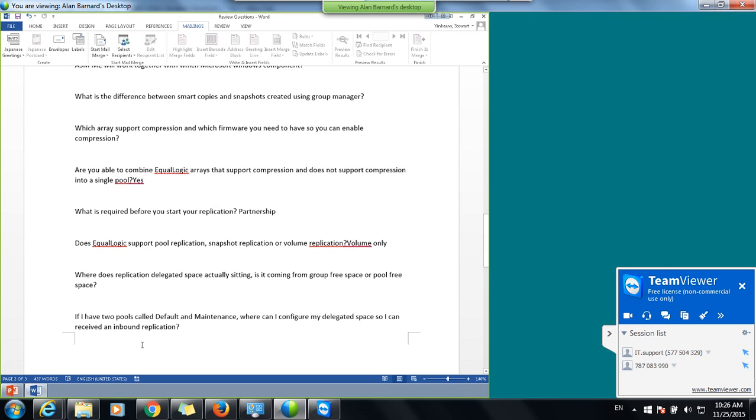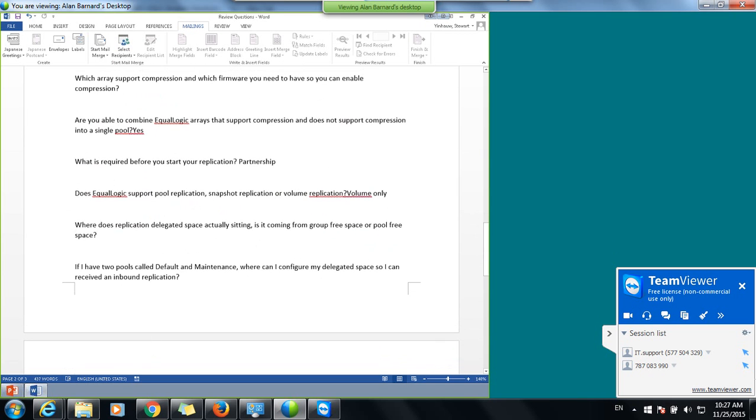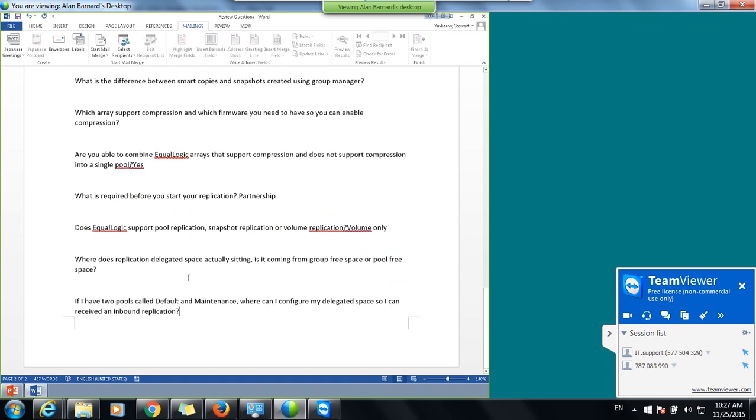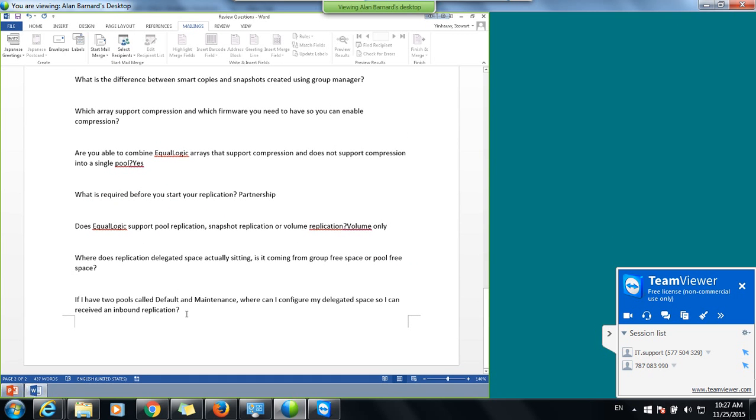All right, I'll just answer that question. You can actually do it on both, or if you have multiple pools, you can do it in multiple pools. That option is only available in version 8 firmware. If you have version 7 or earlier, you can only set up your delegated space in one particular pool. So you cannot have multiple delegated spaces. You only have one delegated space in firmware version 7 or below.